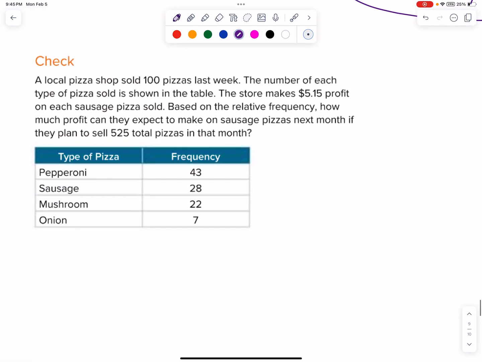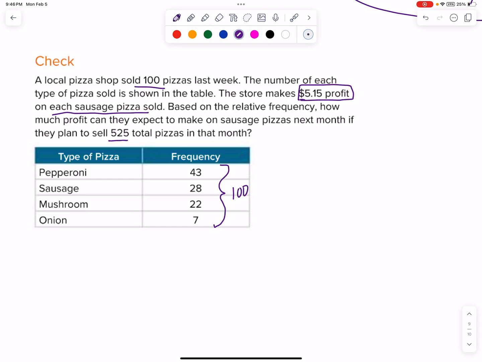Good one to pause and see how you do. So a local pizza shop sold 100 pizzas last week. The number of each type of pizza sold is shown in the table. The store makes $5.15 profit, so that's good information to get, on each sausage pizza based on the relative frequency. So the good thing is they gave us our frequency already. How much profit can they expect to make on sausage pizzas next month if they plan to sell this many pizzas in that month? Okay, so we have to figure out how many total pizzas they sold this month. But guess what? They already tell us up here. They sold 100 pizzas.